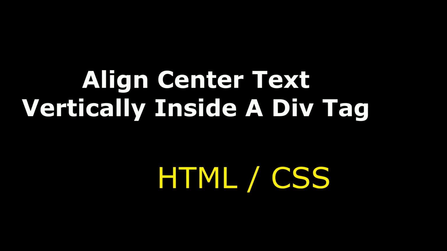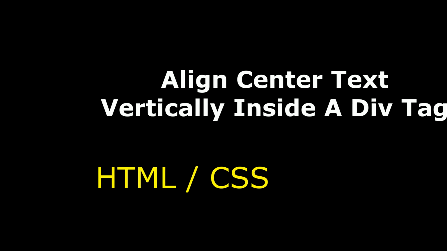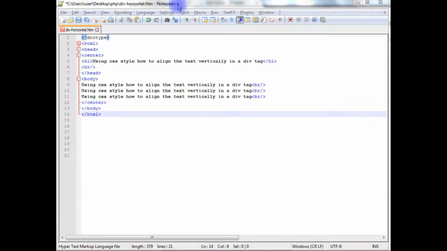This is Charan. In this video I will show you how to align a text vertically in a div tag using CSS. For this example I am using Notepad++. In this notepad I have a simple HTML code which contains one header tag, one small text and a body section. Let's save this file, check the output on a browser how it looks, the designing part.